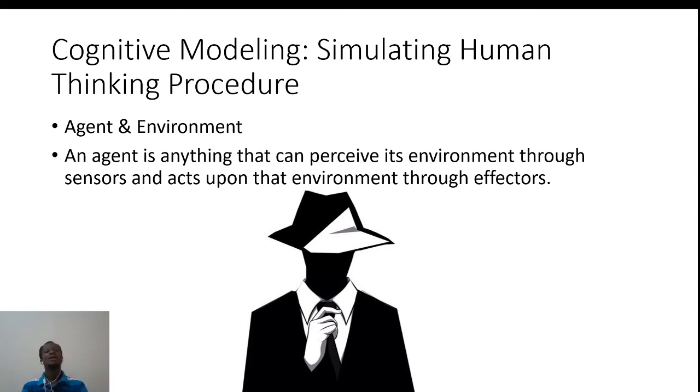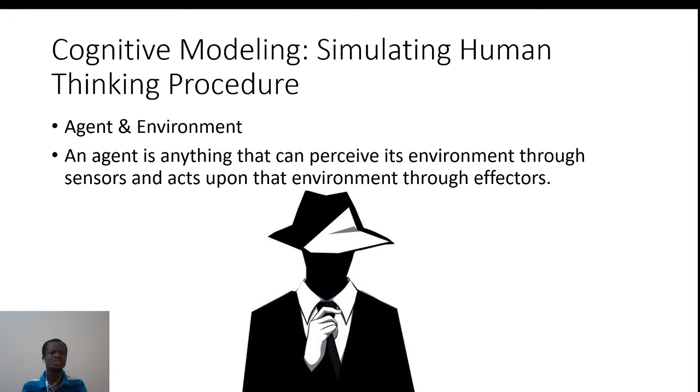Cognitive. All right, but then that brings us to two keywords: the agent and the environment. In cognitive modeling, we look at agent and environment. And who is the agent? The agent is anything that can perceive its environment through senses and acts upon that environment through effectors.